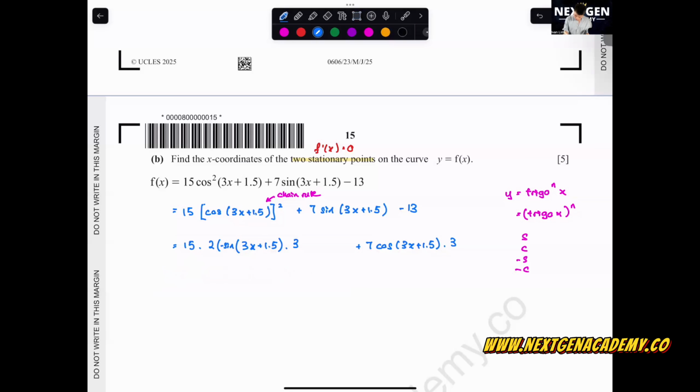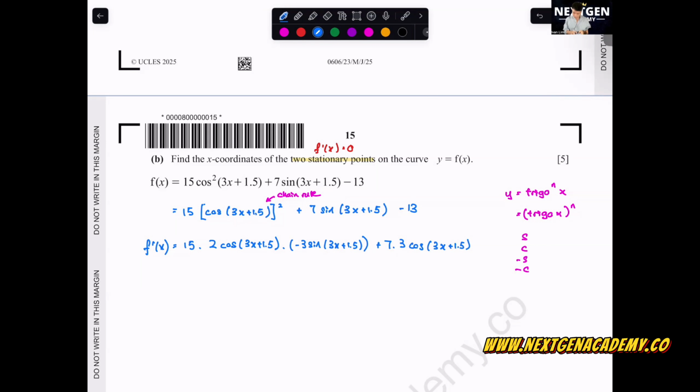Okay, we gotta differentiate this one. So f prime x: we differentiate outside, then we differentiate inside. The whole thing above is wrong. Differentiate outside, so 2 cos 3x plus 1.5 times, when we differentiate inside, we'll get negative 3 sine 3x plus 1.5. I also don't know why I confused myself. Too tired already. Plus 7 times 3 cos 3x plus 1.5. Too many layers, that's why I also get confused.